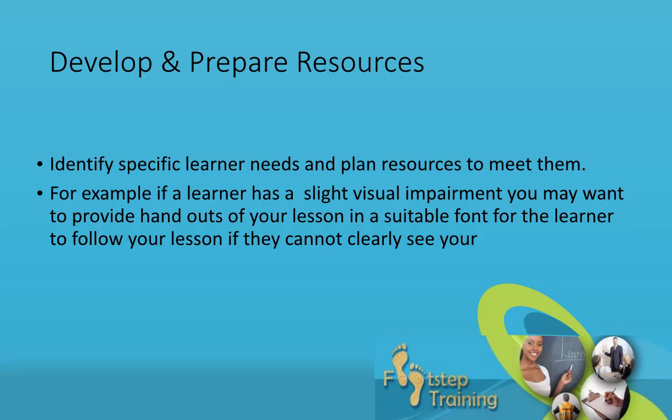In addition, if a learner has a slight visual impairment, for example, you may want to provide handouts in a suitable font or perhaps with different coloured backgrounds and so on, to help people be able to access information. So when you're thinking about your resources, if you understand what your learners' needs are at the beginning of the course, there may be some specifics you need to address right at the start, and maybe amending your resources into suitable fonts and perhaps coloured papers to support that might also be part of consideration.